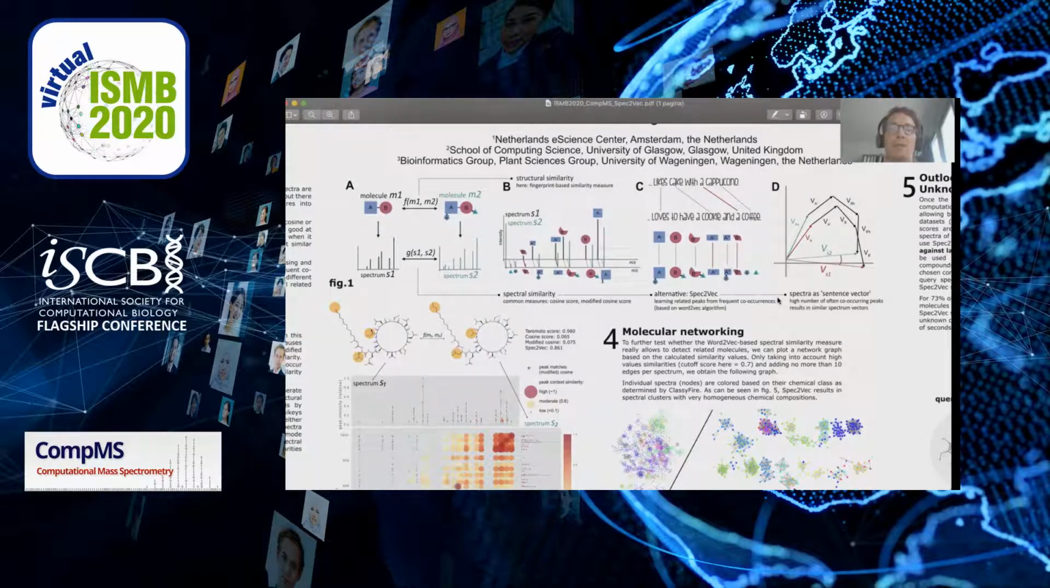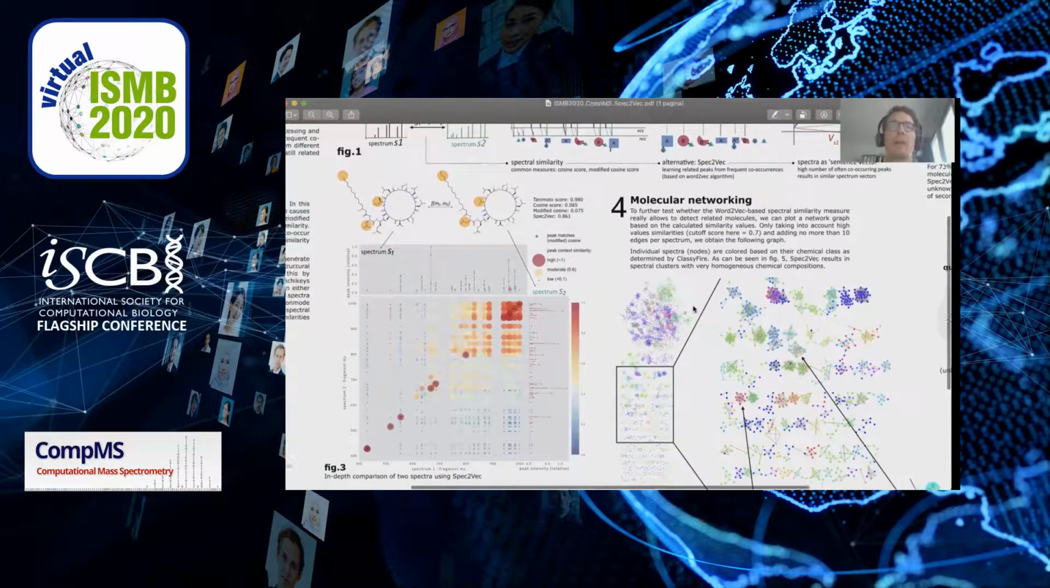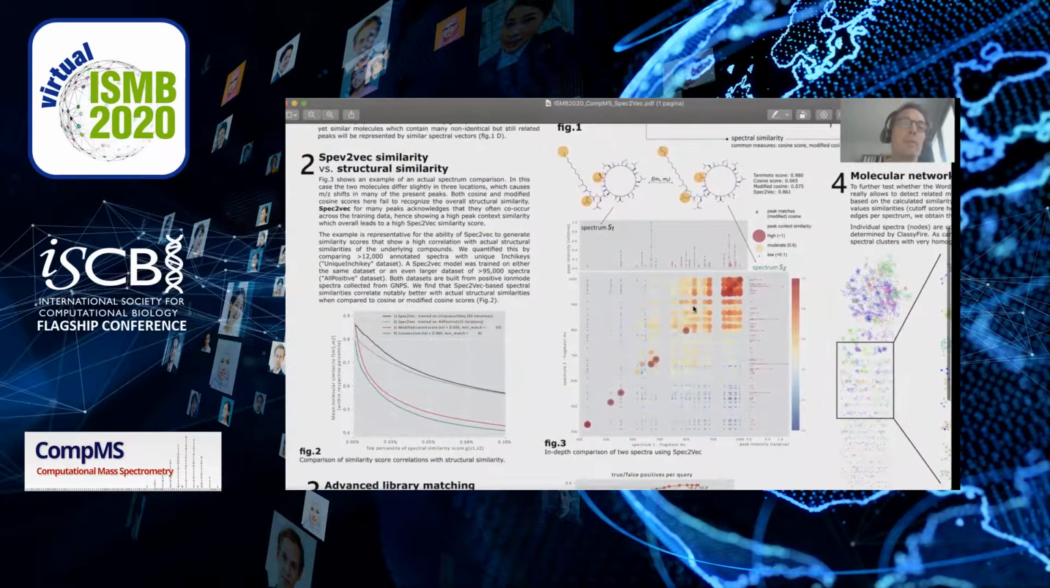So we adapted this method to find a way to learn from big data sets that different peaks, although they occur at different positions, are very related and share the same meaning or context. Based on these word representations, we can then build abstract vectors for entire spectra, which you can see in panel D. These vectors can then be compared to compute a similarity score. And the hope is that these vectors will much better represent actual structural similarities.